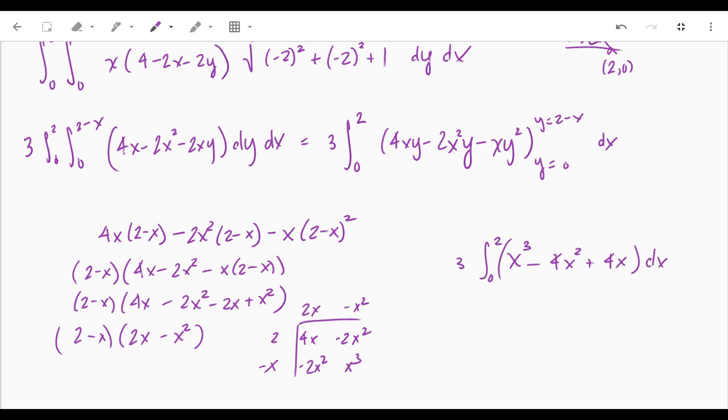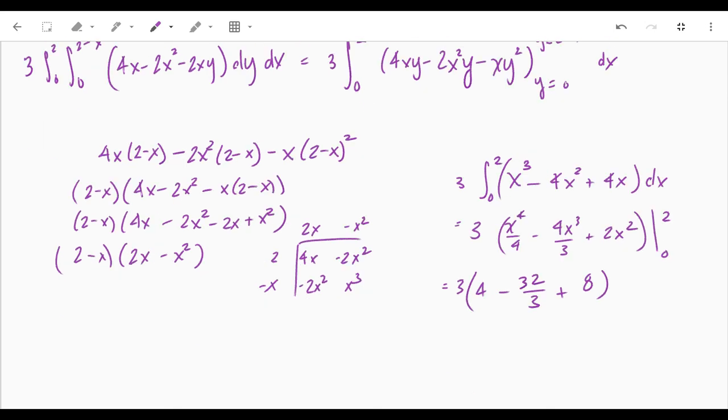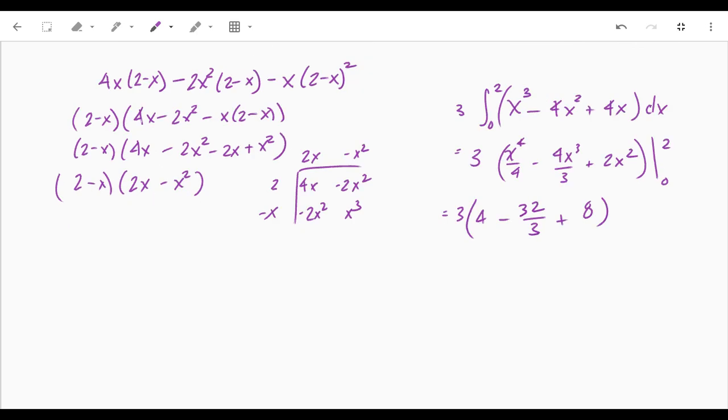Okay, so now I'm going to have x to the 4th over 4 minus 4x cubed over 3 plus 4x squared over 2, evaluated from 0 to 2. So I'll have 16 over 4 minus 32 over 3 plus 8. Everything else would just be zeros. Okay, so I'm going to distribute that 3. So I have 12 minus 32 plus 24. Okay, so I've got 36 minus 32, which is 4.